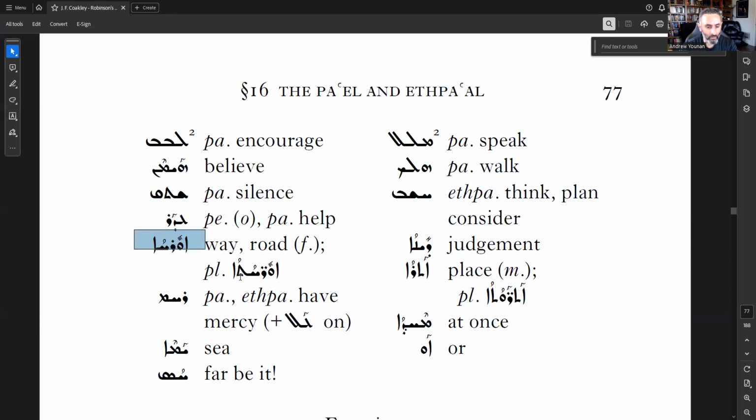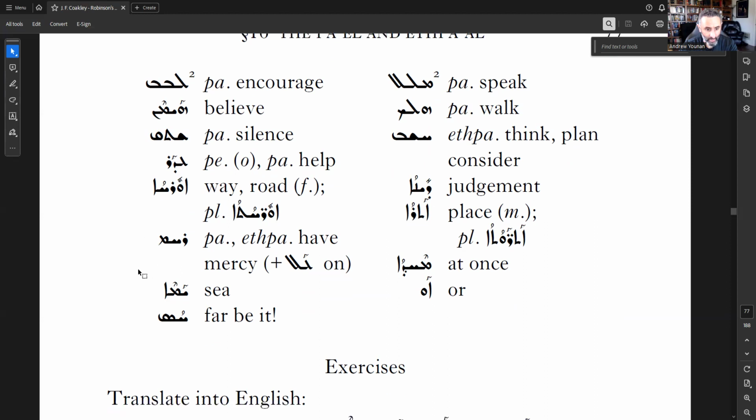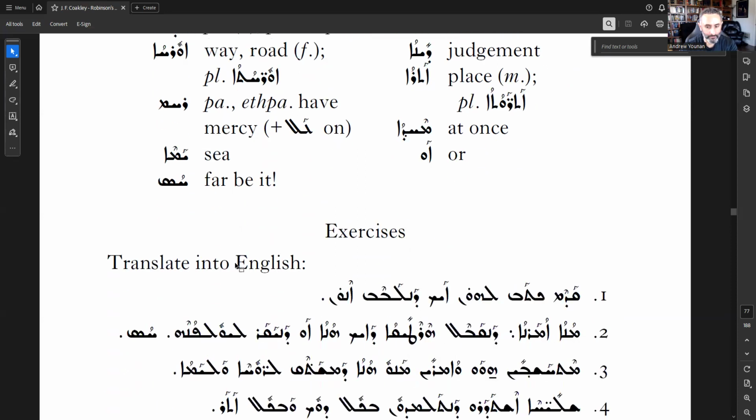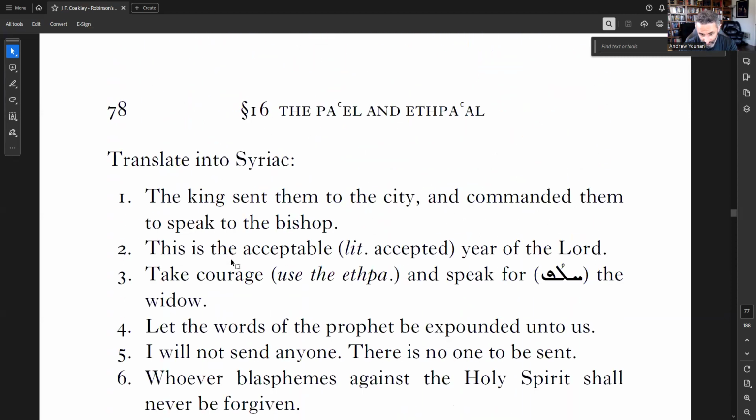Urha, way or road. Urhatha is the plural. Urha is feminine. Rahim is to have mercy. Yamma is sea. Has means far be it. God forbid, something like that. Okay, let me read these and then I'll let you guys do some homework.